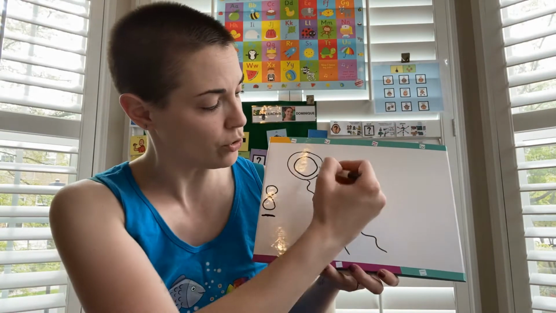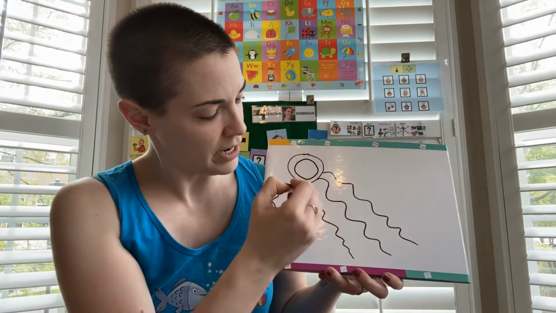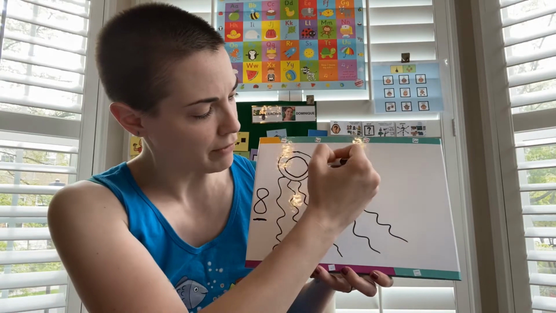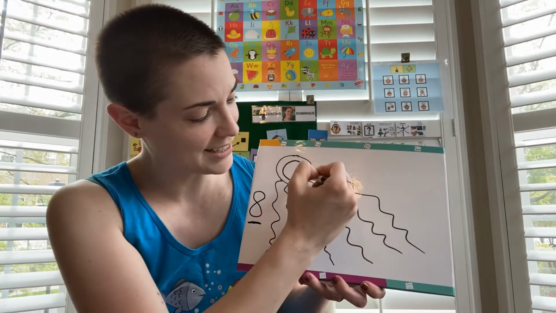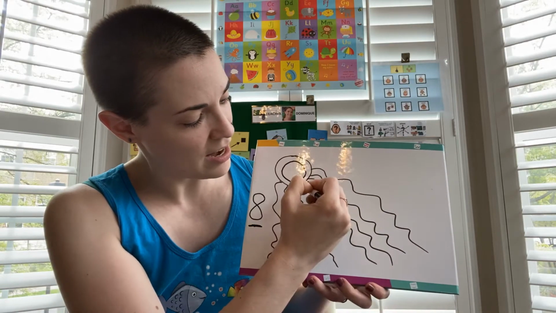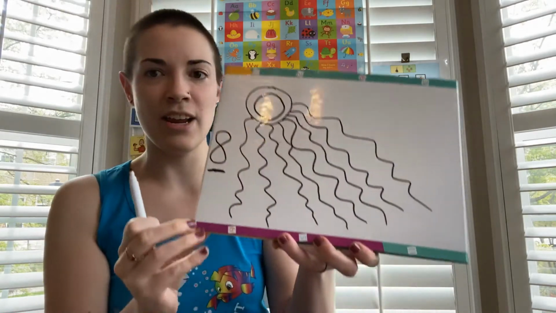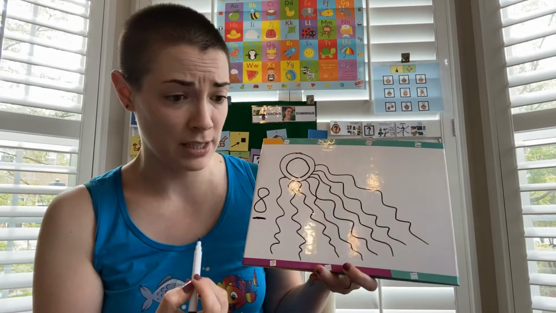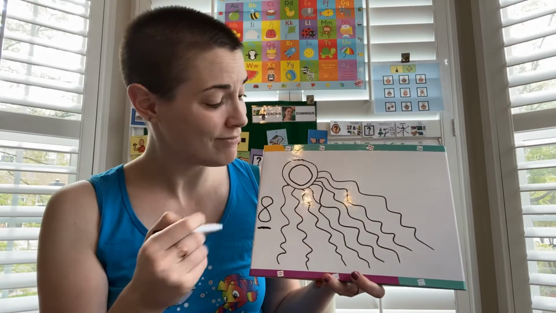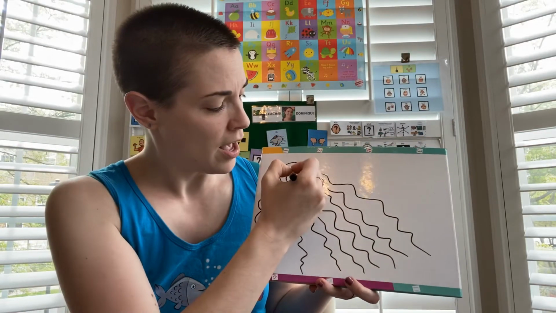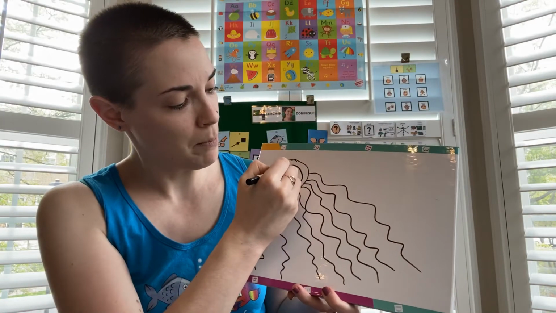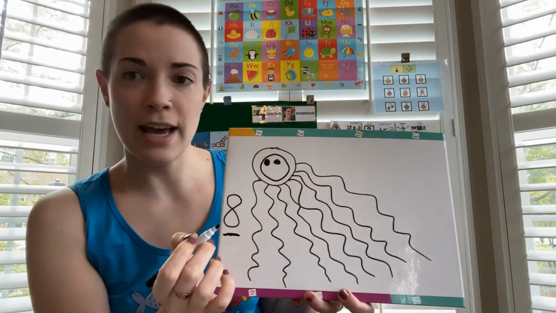So 1, 2, 3, 4, 5, 6, 7, 8. Whoa. My octopus looks more like a jellyfish, to be honest, but that's okay. We're not in art class right now. And I'm going to give him some little eyes. Oh, maybe I should make his eyes bigger. Whoa, he's got these giant eyes.